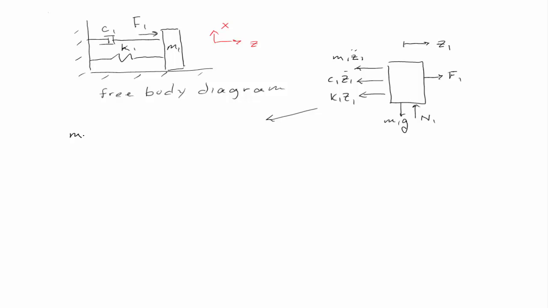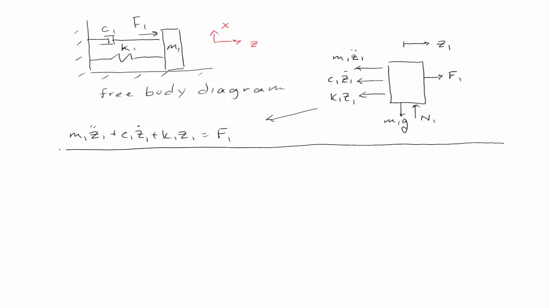Okay, so now we can write down the equations of motion, just sum up all those forces. So we have an inertial force M1 Z1 double dot, plus the damper force C1 Z1 dot, plus the spring force K1 Z1 equals F1. Nothing too exciting there. But now let's go to the many mass system.